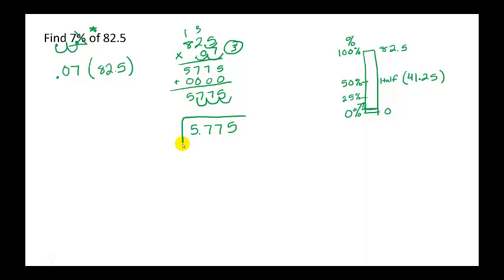5.775. Now let's compare. Let's look back at our box. Our visual aid is 5 and about 3/4 bigger than 0. Yes. Is it smaller than 41.25 by quite a bit? Yes. So it would make sense to say that our answer is 5.775. It's a reasonable answer.